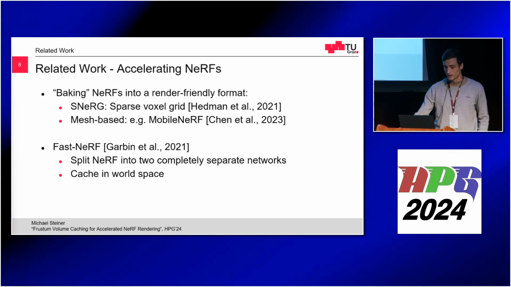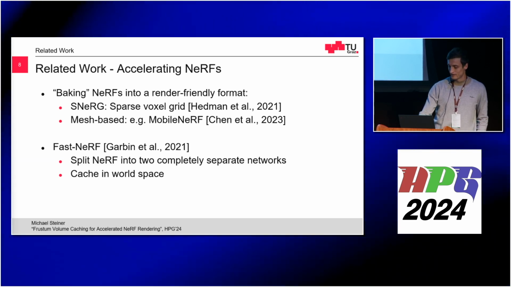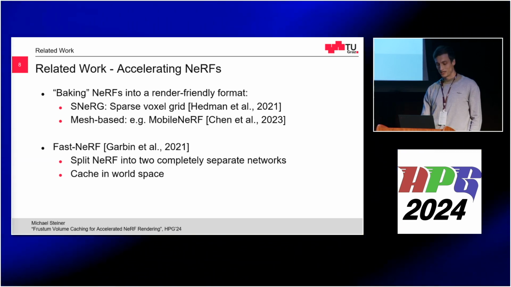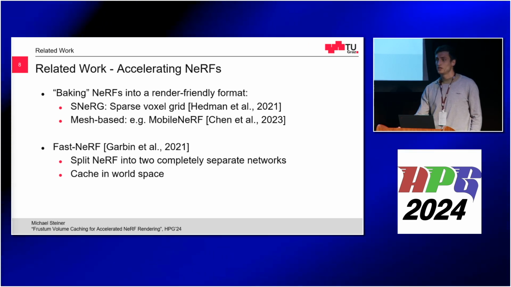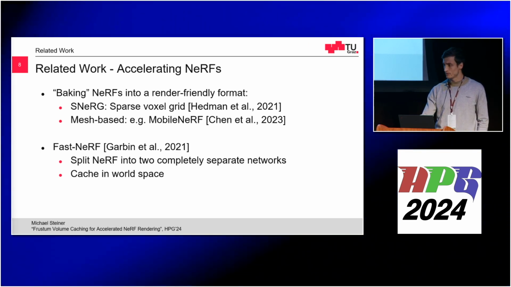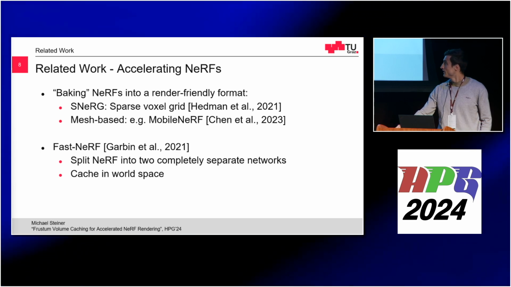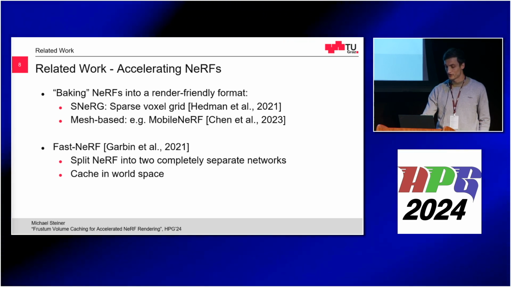More closely related to our method, FastNeRF attempted to accelerate it by splitting the NeRF into two completely separate networks and caching only view-independent codes in world space. This was only done for the original NeRF network and only for very small bounded scenes.